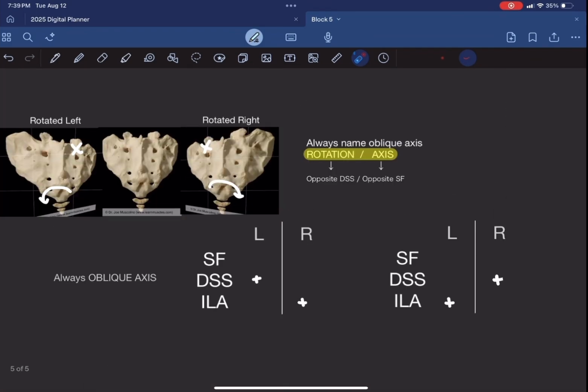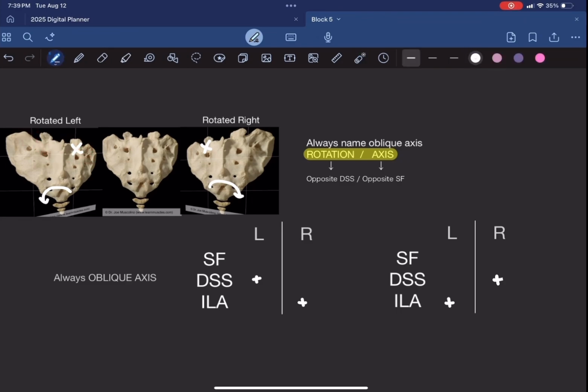Next, if you know it's an oblique axis, you always want to name it rotation over axis. So rotation first over axis. And how you figure out rotation is it's going to be opposite your deep sacral sulcus. So for example, let's say it's deeper here on the left side, your sacrum is rotated to the right. Versus if it's deeper here on the right side, it's going to be rotated left.